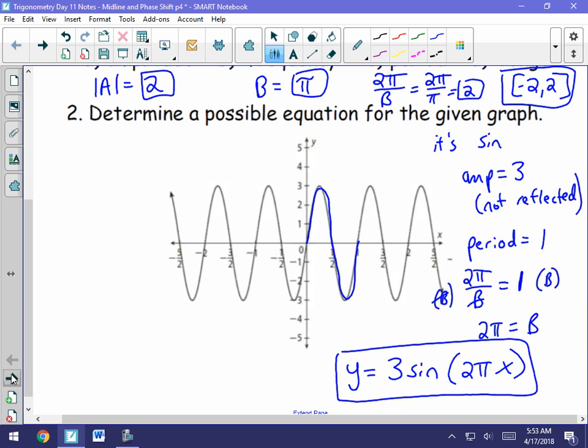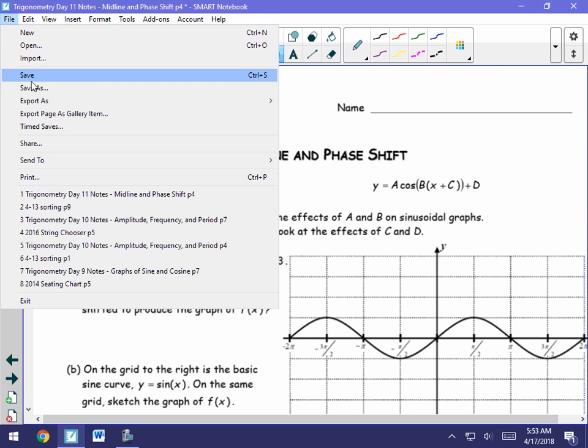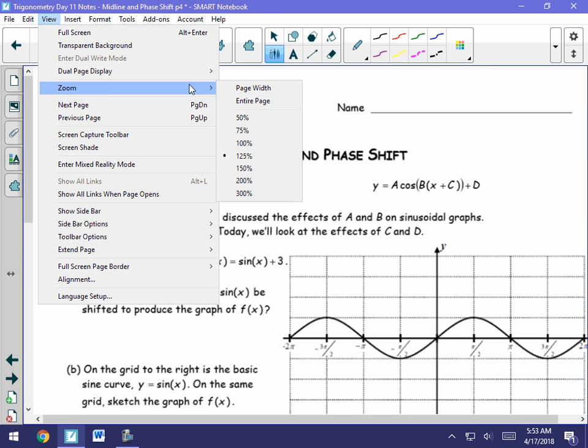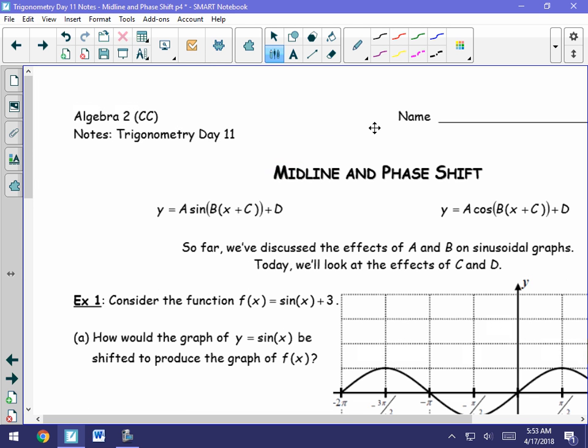Okay, so on to our notes here. Just going to change my view, pardon me, get a little bit bigger. Okay, so last class we talked about amplitude, frequency, and period. Today we're going to focus on the midline and the phase shift. So a quick review up here, and here's our general forms.